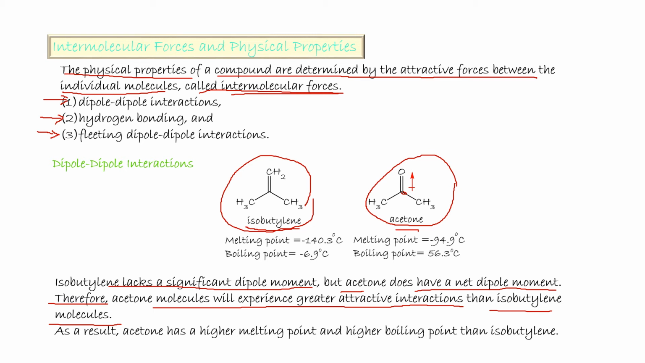And therefore, because these are more attracted to each other, we find that the boiling point here is 56.3 degrees Celsius, while in isobutylene it is minus 6.9 degrees Celsius. There is no interaction between the molecules.